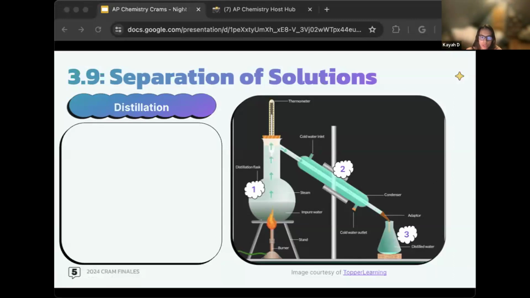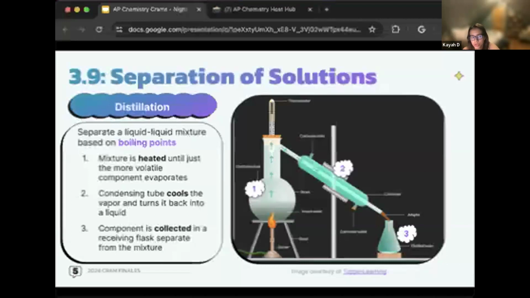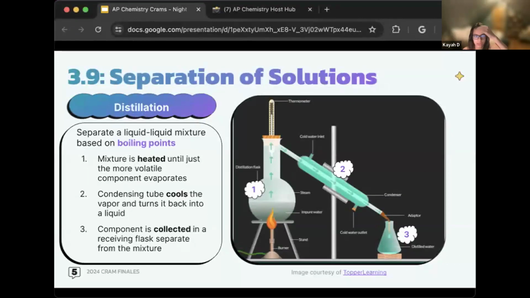And kind of the way this works, if we could go to the next slide. Yep. So you're pretty much separating a liquid mixture based on boiling point. We touched upon it earlier. But what essentially happens is the mixture is heated until the more volatile component evaporates, right? The more volatile component is the one with the lower boiling point. So if they have very different boiling points, then you're usually going to use distillation to separate them.